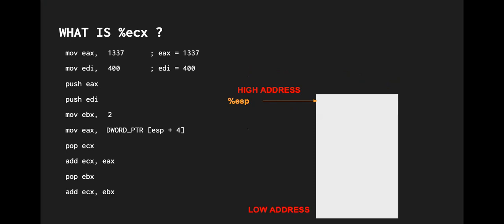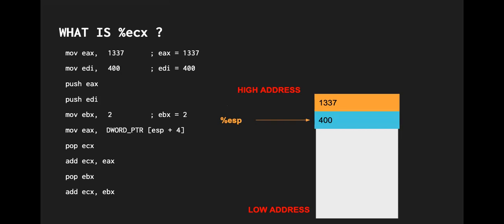It gets bumped up. Okay, I didn't really visualize that well in my diagram, but yeah, ESP gets decremented by 4, and in that decremented space, 1337 gets allocated into the stack. It gets copied onto the stack. And push EDI is the same. Subtract ESP by 4, and then you push EDI onto the stack, which is 400. Cool. And then EBX is equal to 2, right? Because we're moving 2 into EBX.